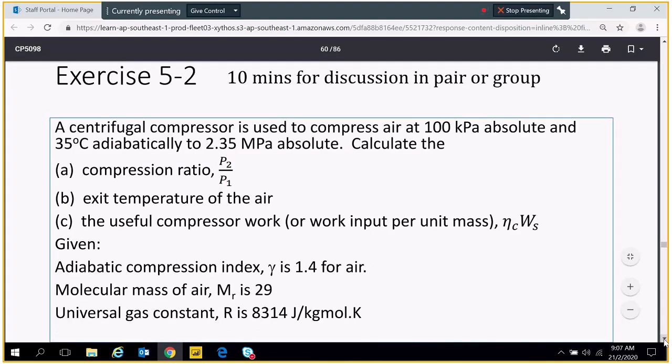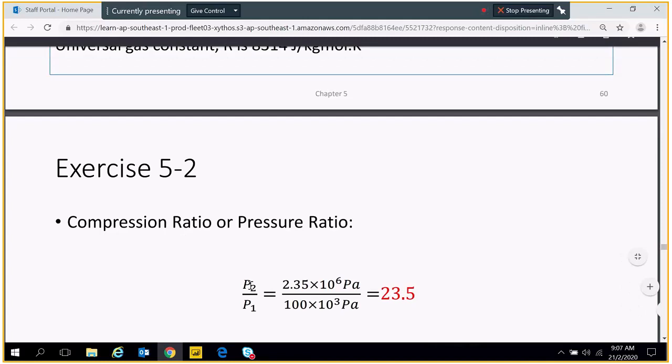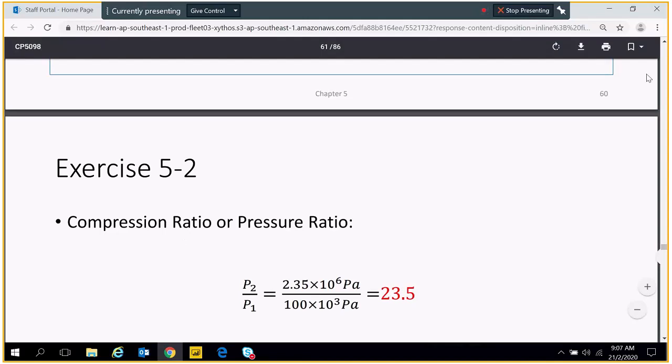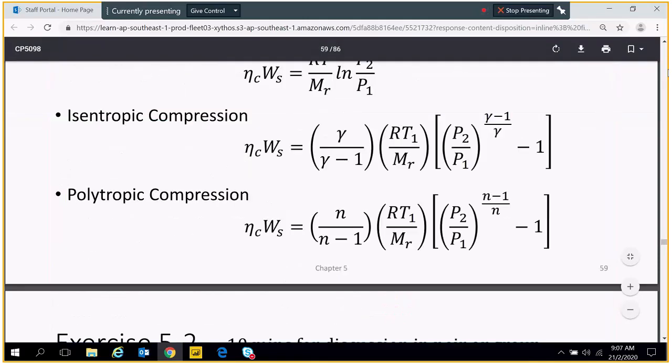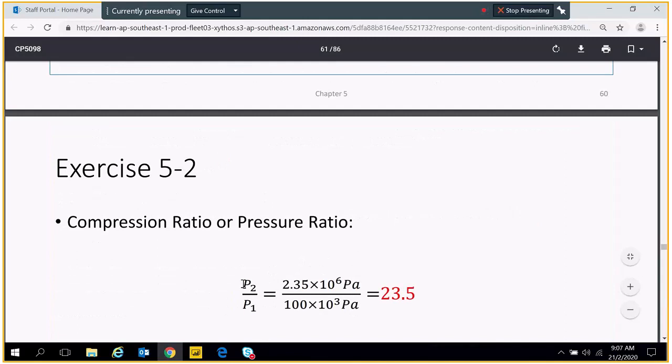This one I already explained in the class. It has been uploaded last night. You can see the answers for the exercises. Don't mix up compression ratio with compression index. Ratio is the final pressure divided by initial pressure. We call this ratio. Index means this one, and n is the compression index. When you see the word ratio, it is P2 over P1, the final pressure divided by the initial pressure. So you call this compression ratio or pressure ratio.